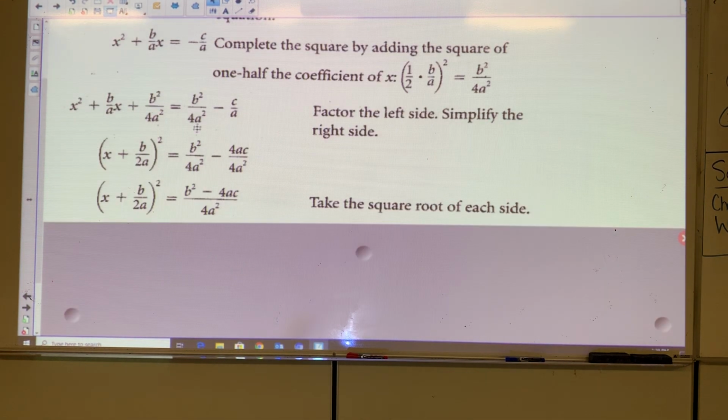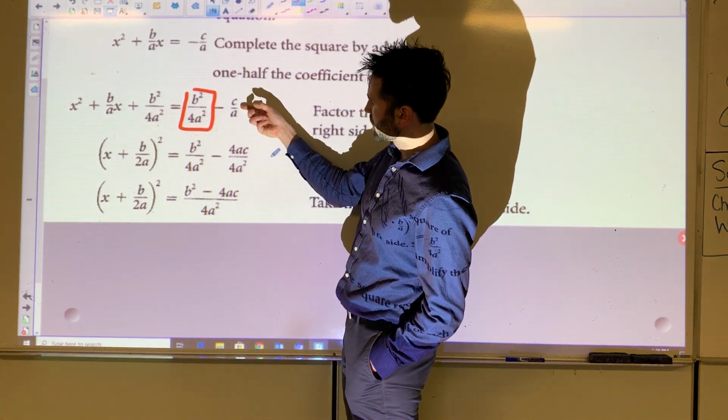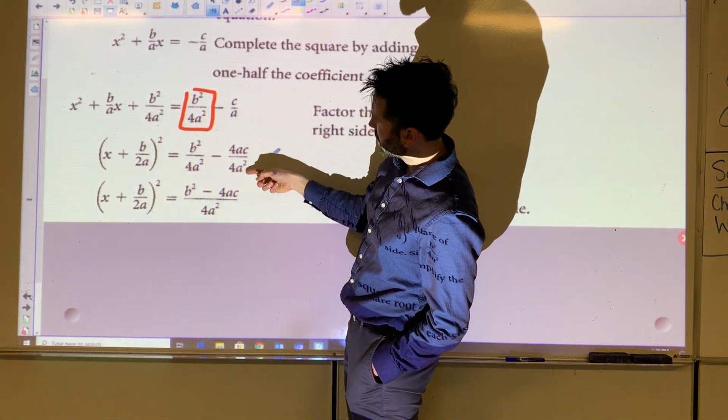I don't know what happened here. Oh yeah, sorry, my bad. I didn't review this. This is that magic number that we added to both sides, and what's happening is we're getting a common denominator. So this is c over a, and this is 4a squared. So we multiplied this one by 4a to get the same denominator.